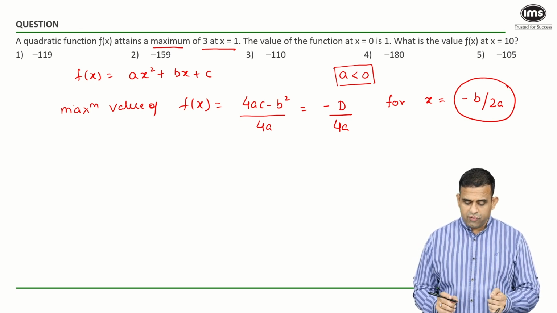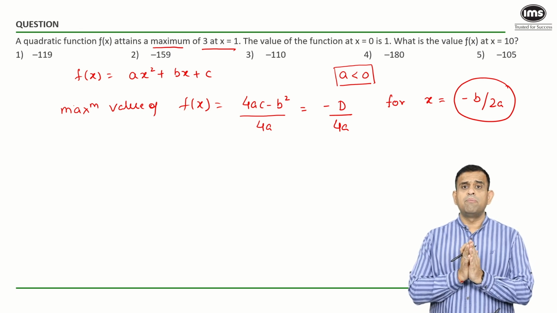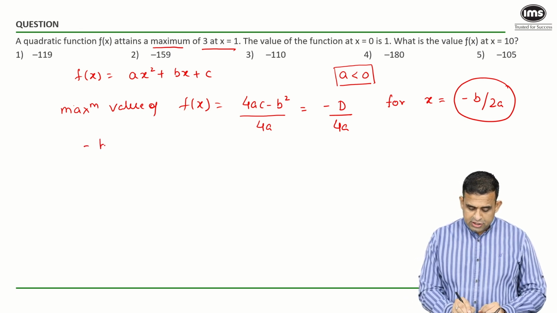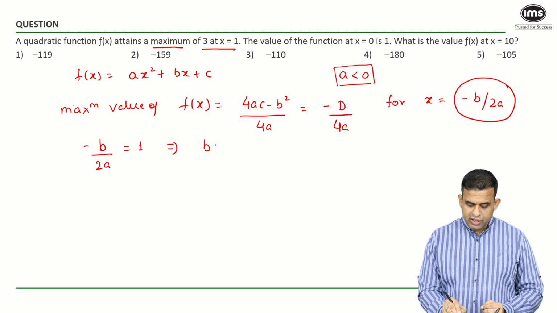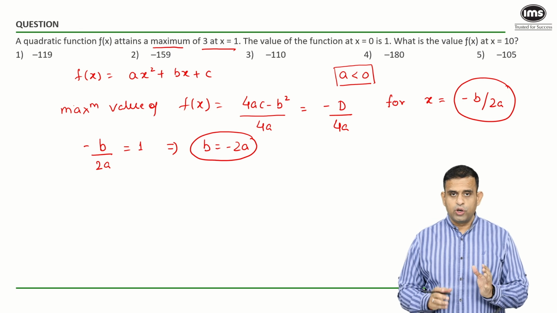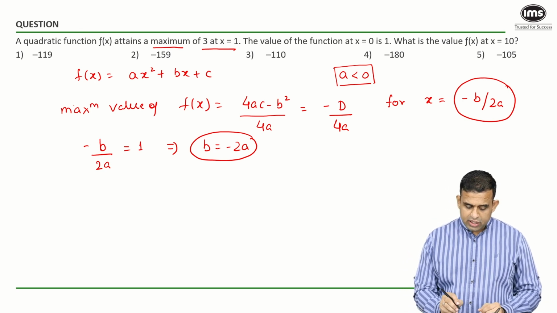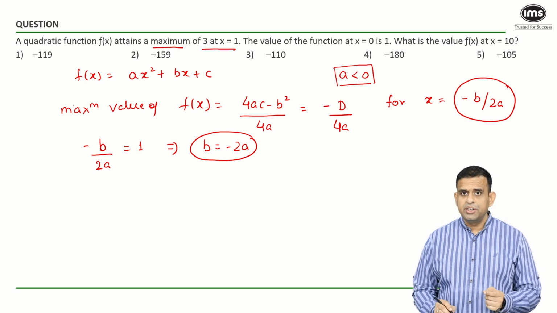So understand now what we have been given is the value of x at which the function becomes maximum, which happens to be equal to 1. So I will do this: minus b by 2a is equal to 1. So from this I can find b will be equal to minus 2a. So I found one variable in terms of the other. So we got b in terms of a. Then what I can do is take the help of the maximum value of 3. What is 3 equal to?